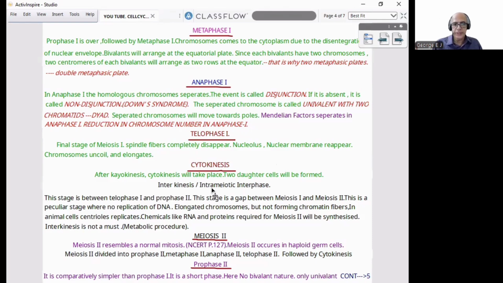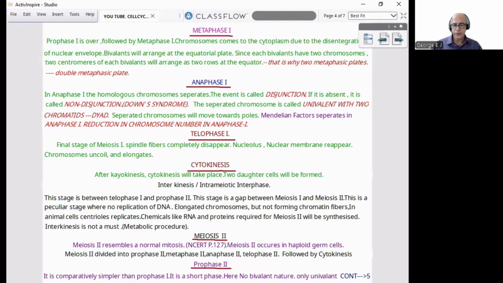This is a peculiar stage where there is no replication of DNA, because the second meiosis is mainly to reduce the amount of DNA. So no need of doubling of DNA. Chromosomes are elongated, but not forming chromatin fibers, not fully extended. In animal cells, duplication of centrioles will be there. Chemicals like RNA and protein required for meiosis 2 will be synthesized. Interkinesis or intrameiotic interphase is not a must. It is a metabolic procedure.